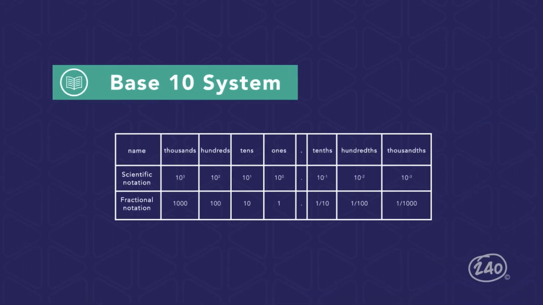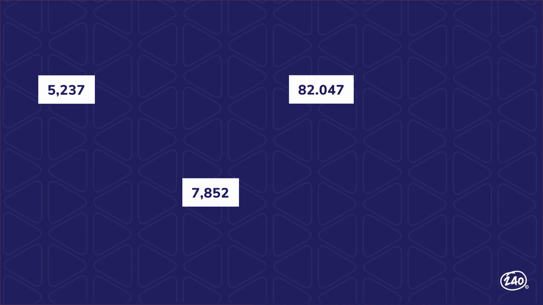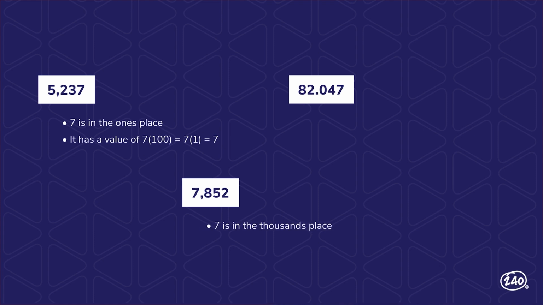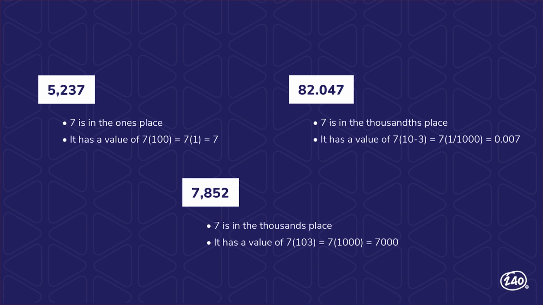That means you'll need to understand a place value chart like this one, and the value each digit within a larger number holds. For example, the digit 7 appears in each of the 3 numbers, but it holds a different value in each. In 5,237, 7 is in the ones place and has a value of 7. In 7,852, 7 is in the thousands place and has a value of 7,000. And in 82.47 thousandths, 7 is in the thousandths place and has a value of 0.007. And here's a tip. Pay super close attention to the ending of these words. It's really easy to make a mistake between thousands and thousandths.